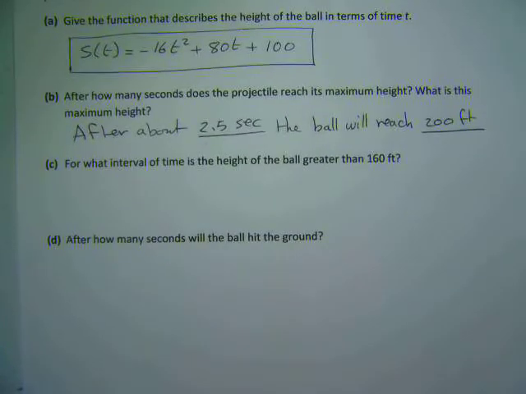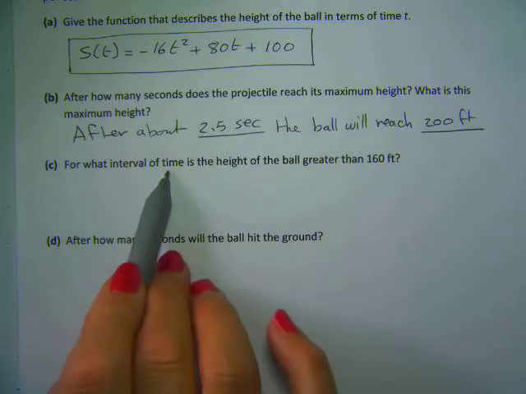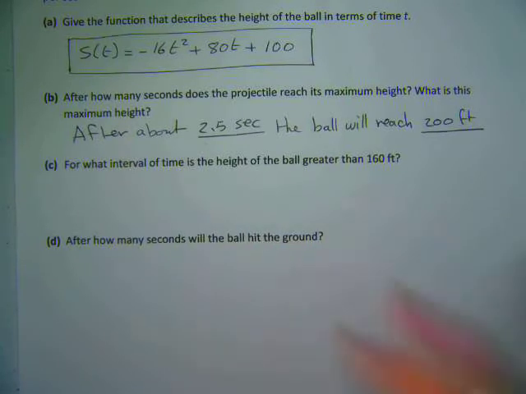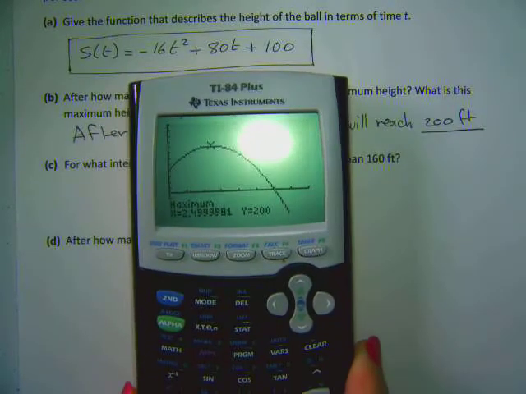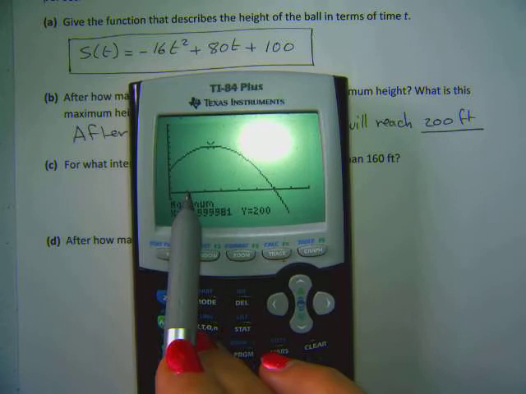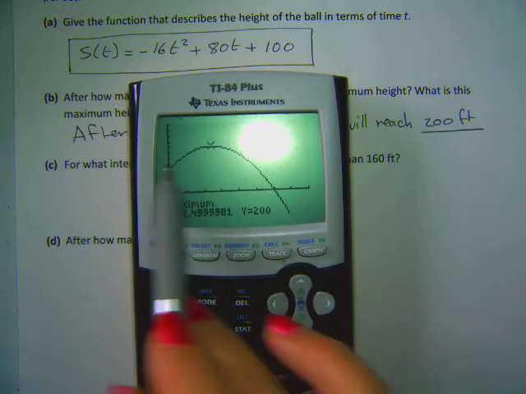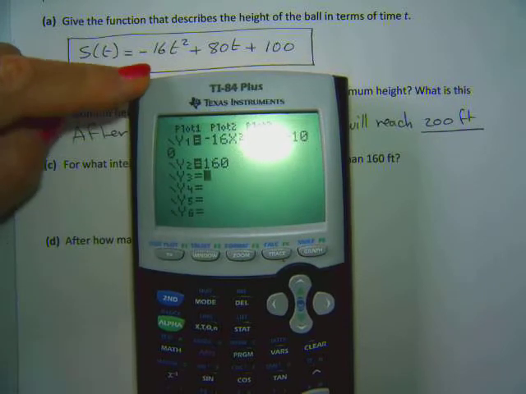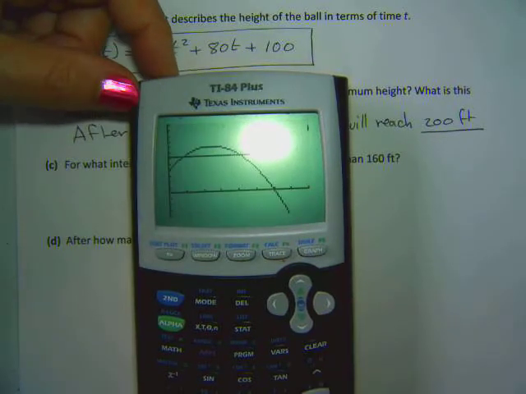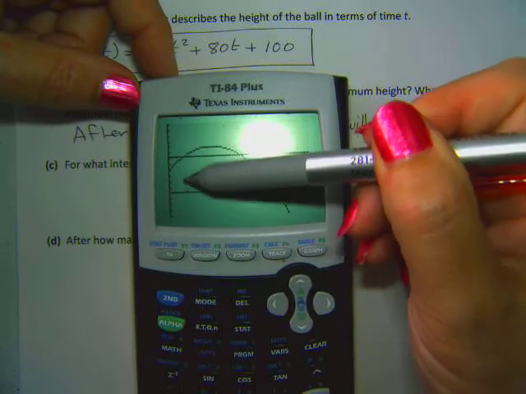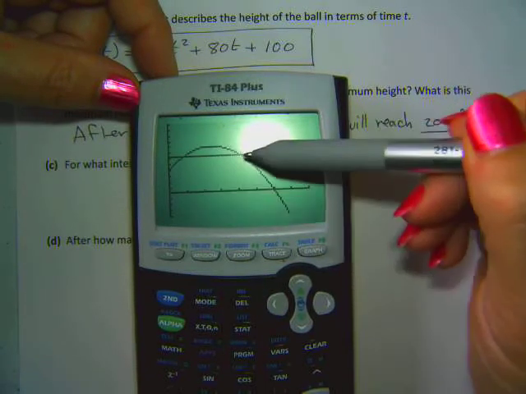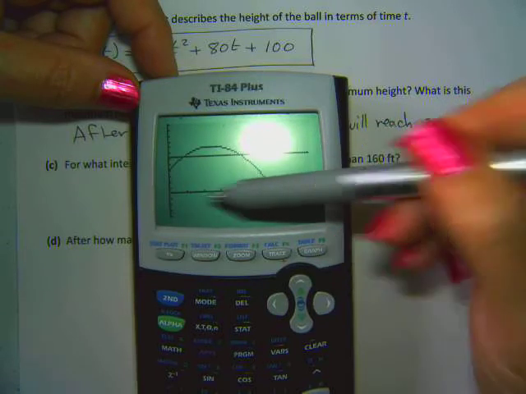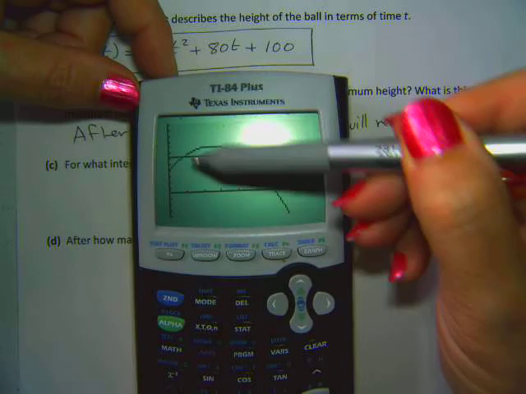Now for the second part, it says for what interval of time is the height of the ball greater than 160. So let us show you how we do that. We want to know the interval of time where the height of the ball is more than 160. So we're going to go to y equal, and under y2 we're going to put the 160, and now we're going to graph again. So what we need is this interval of time from this point to this point. That's the interval of time where the height of the ball is more than 160.